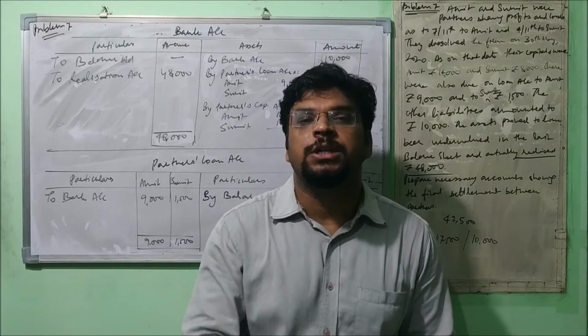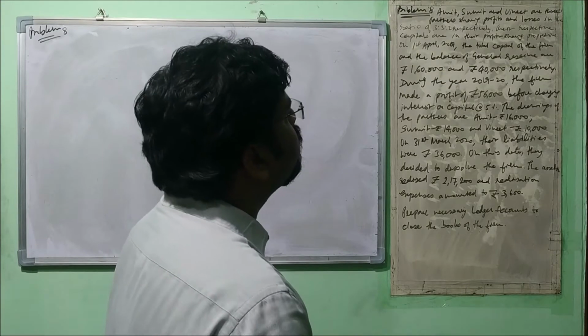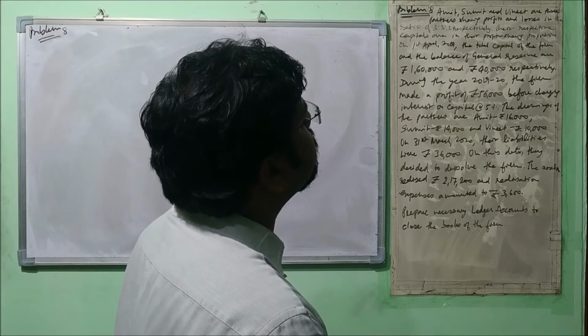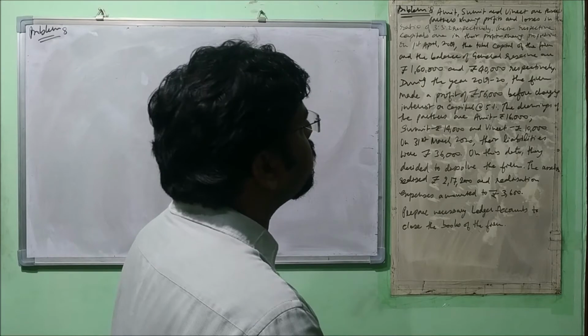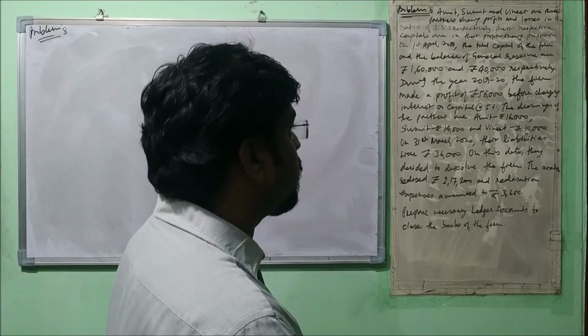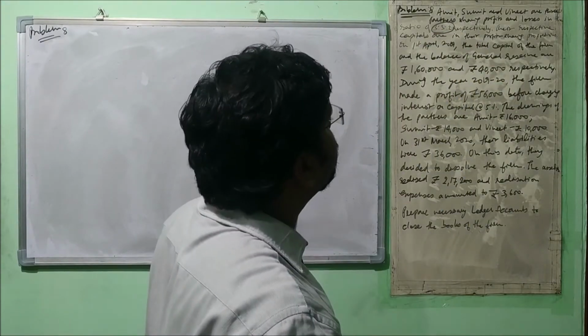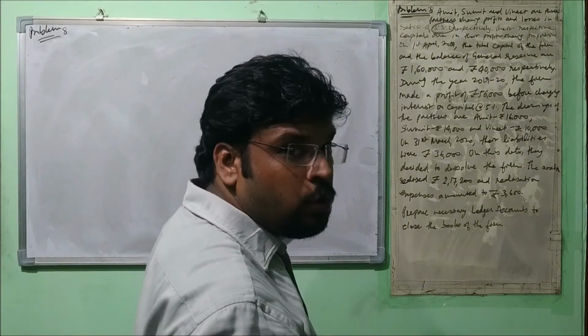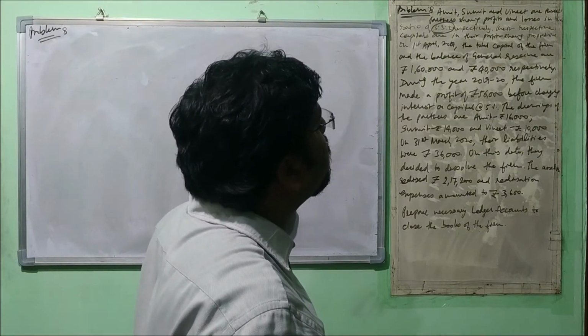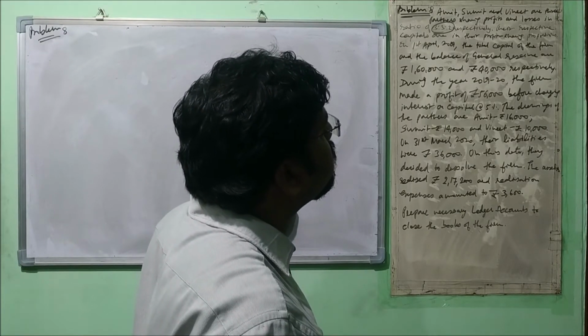So see another question on your screen. I have written the question here. Amit, Sumit and Vineet are three partners sharing profits and losses in the ratio of 3:3:2 respectively, right? The respective capitals are in their profit sharing proportions, okay? Means the capital has to be there in the same proportion. On 1st April 2019, be focused about the date here, the total capital of the firm and the balance of general reserve are 1,60,000 and 40,000 respectively.